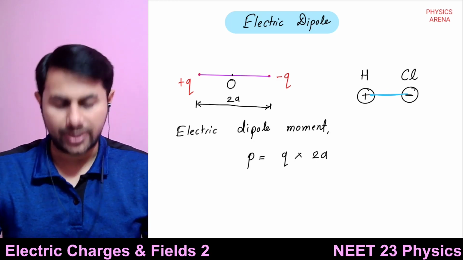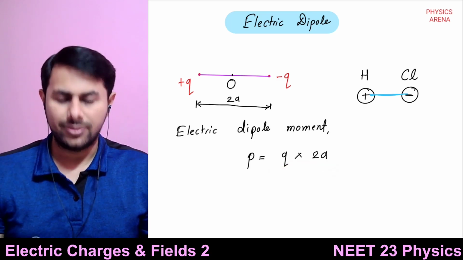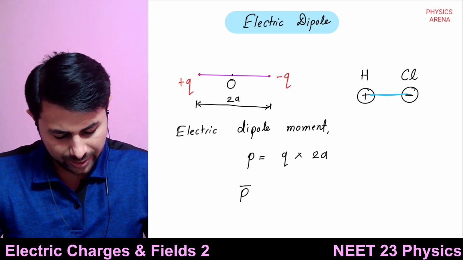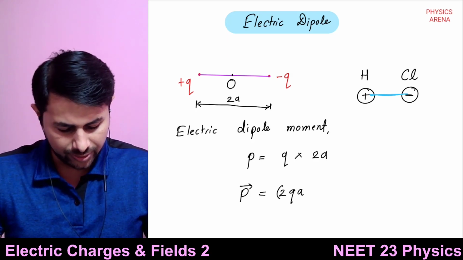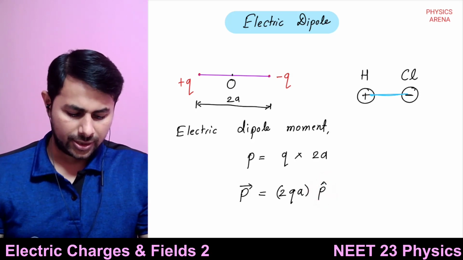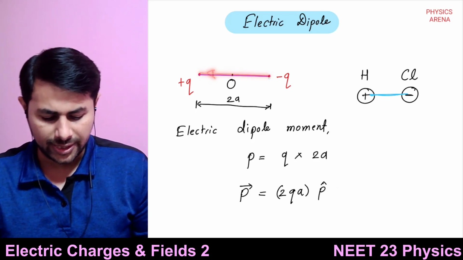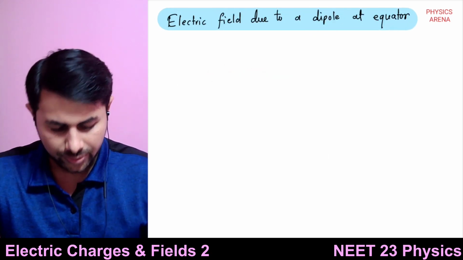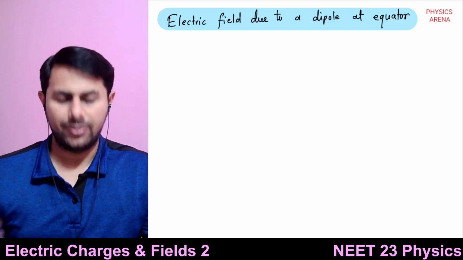And this is a vector quantity, so this is the magnitude of the electric dipole moment. It has direction also, from minus q to plus q. So p bar is equal to q times 2a, or 2qa, this is the magnitude, multiplied by a unit vector in the direction of the electric dipole moment, and it is directed from minus q to plus q. This is the convention.